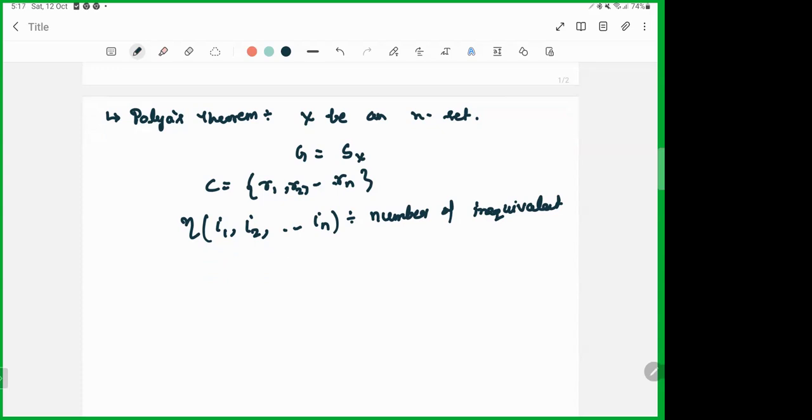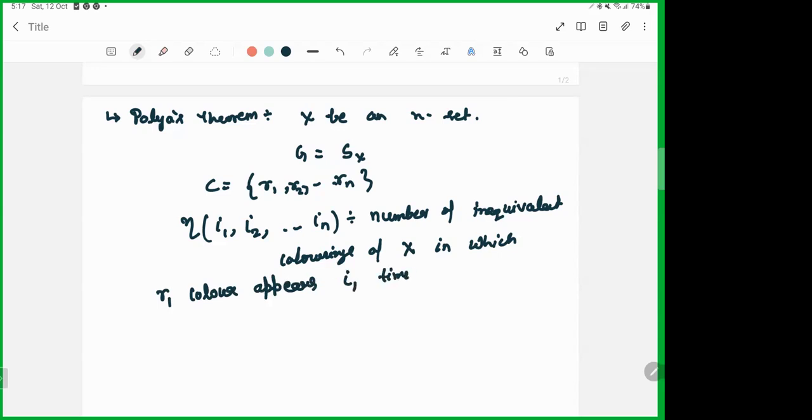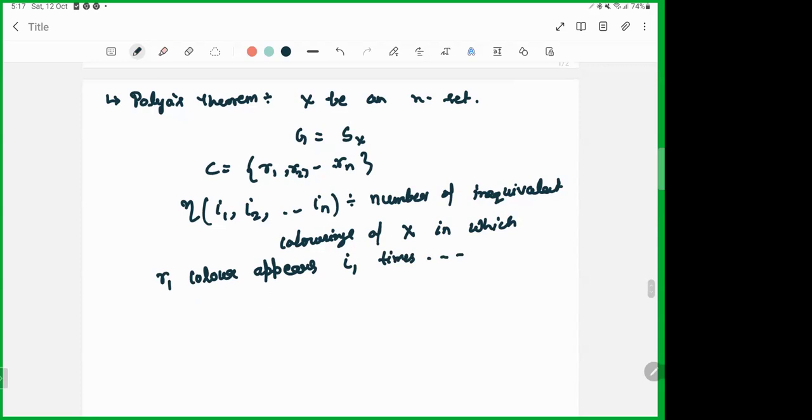So the number of inequivalent colorings of X in which the R1 color appears I1 times, and so on, R2 appears I2 times, and so on.